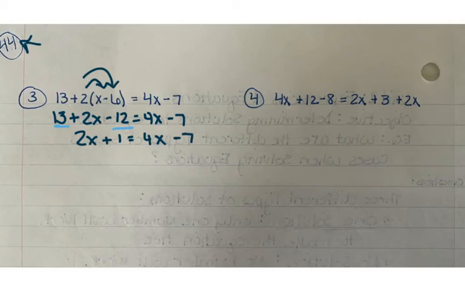If nothing is the same on each side of the equation, you need to solve it. That means that that's going to have an actual answer. So we're going to keep solving this. So I'm going to subtract 2x on both sides.